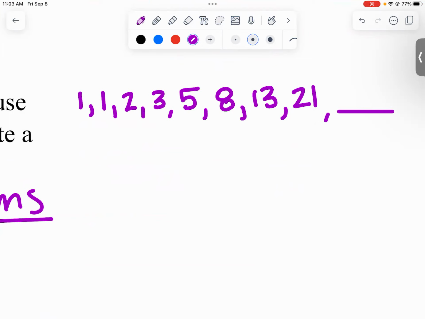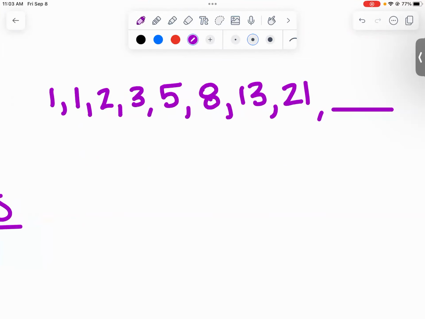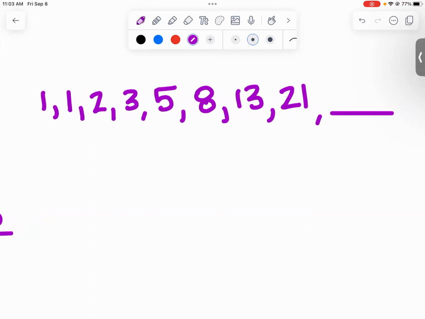On my husband's birthday a few years ago, I decorated a cake that looks like this. So the Fibonacci sequence: 1 plus 1 is 2, 1 plus 2 is 3, 2 plus 3 is 5. You see it? So on what birthday did I make a cake for my husband? Try again. 34. Okay.